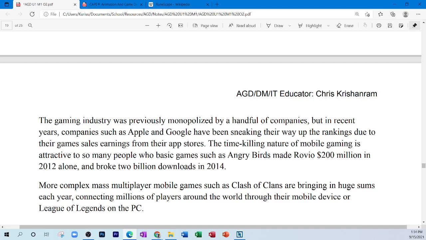The time-killing nature of mobile gaming is attractive to so many people, with basic games such as Angry Birds making Rovio 200 million in 2012 alone and breaking 2 billion downloads in 2014. More complex massively multiplayer mobile games such as Clash of Clans are bringing in huge sums each year, connecting millions of players around the world on their mobile devices, or League of Legends on the PC.